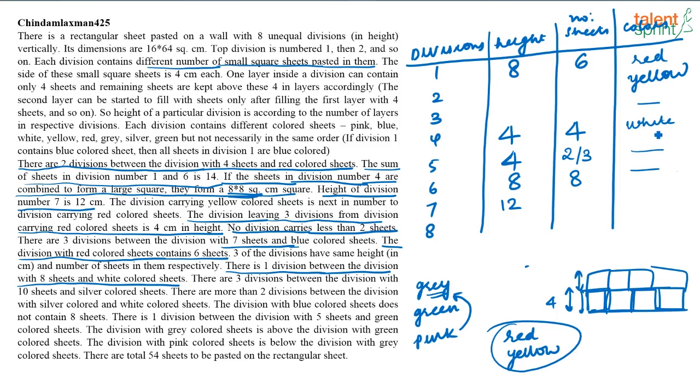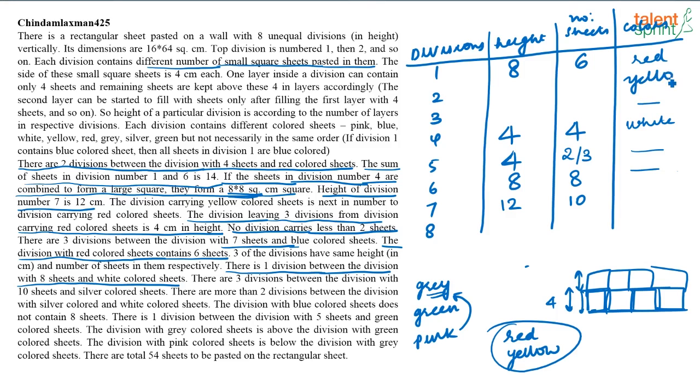So if this is white, one possibility is this, right? If I put this to be silver, it is given that there are two sheets between silver colored sheets and 10 sheets. So one possibility is to put 10 here. So if I put 10 here, this is silver, but this is not possible, right? Because they have given here that between silver and white there are more than 2 divisions. So this cannot be silver.